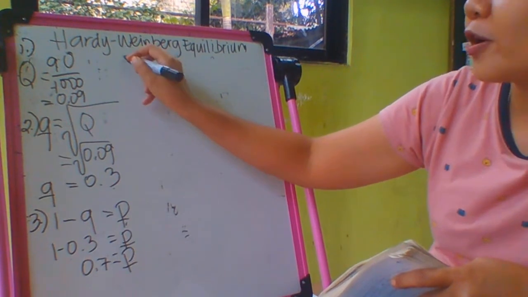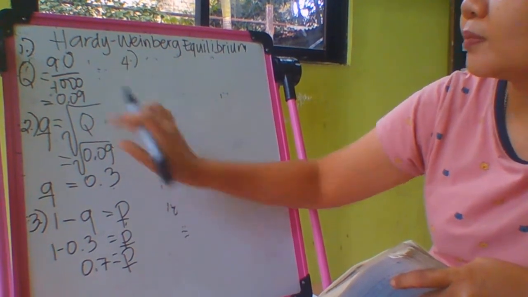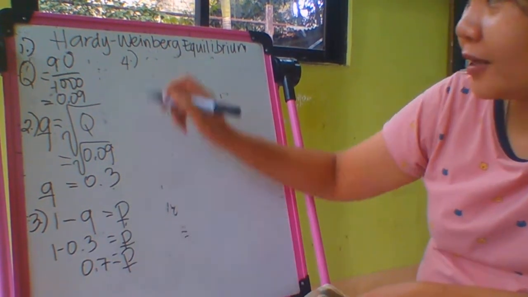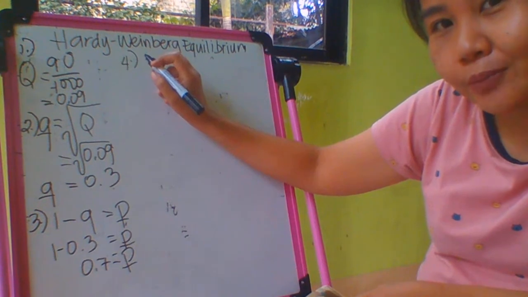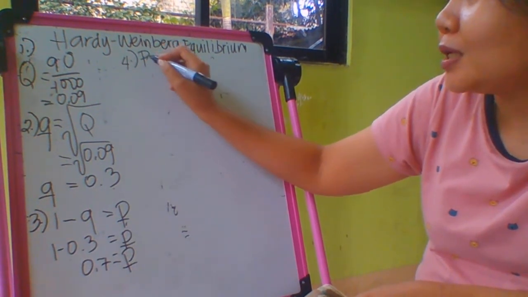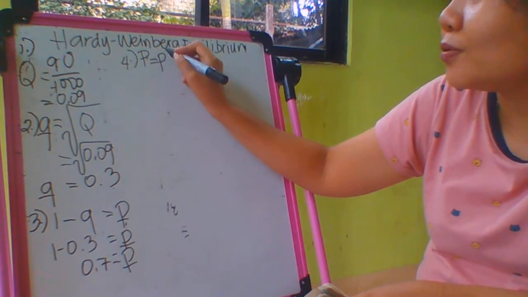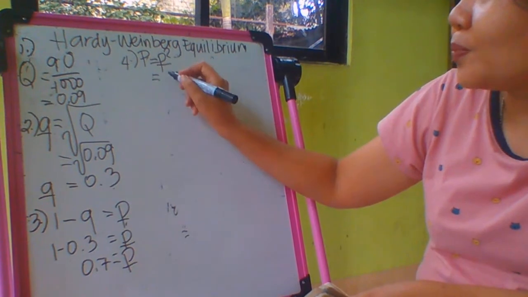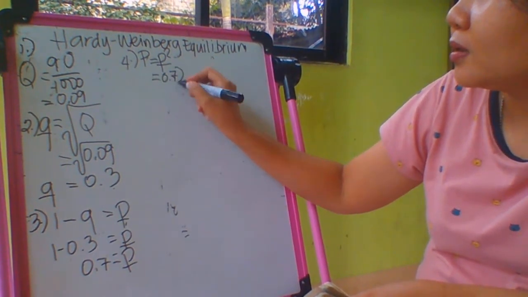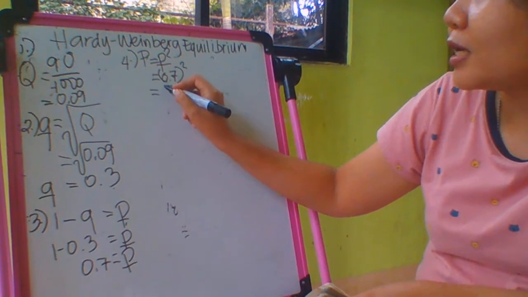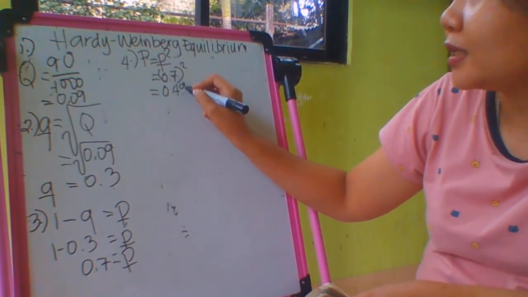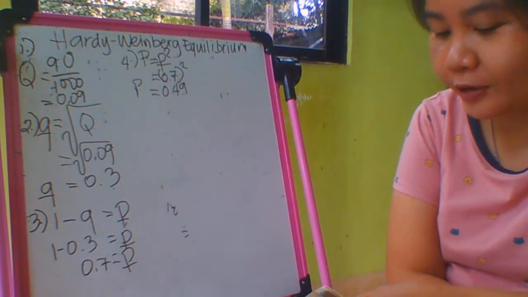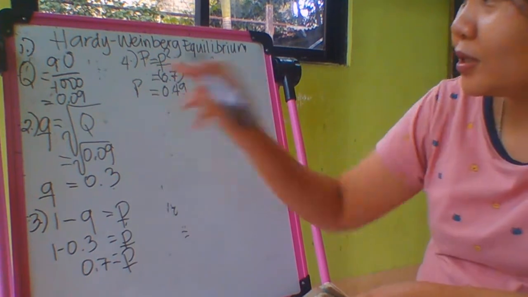Now we go to step 4. We already have small letter p's value. If you can remember the Hardy-Weinberg, big letter P is equal to p squared. So 0.7 squared, and that is 0.49. And we already have the value of capital letter P. So this is the fourth step.